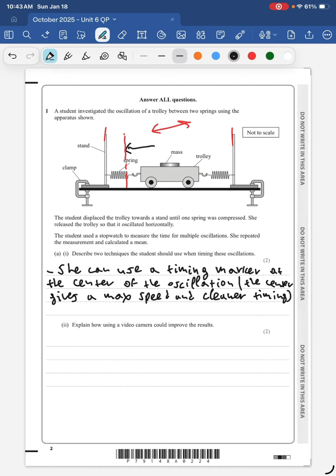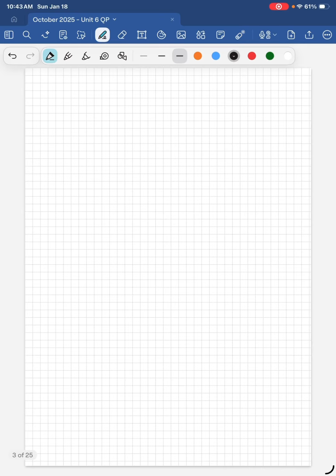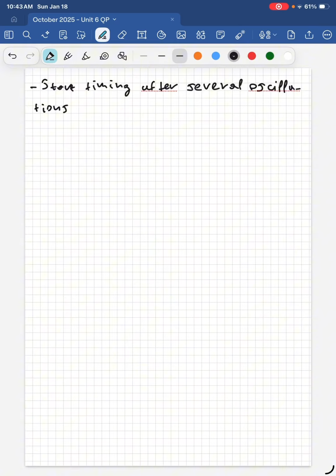Okay, that's the one technique she can use, and I will need a clean page. I wrote too much, I'm sorry. And the second technique is to start timing after several oscillations. Okay, and the reason for this is to reduce the percentage uncertainty.